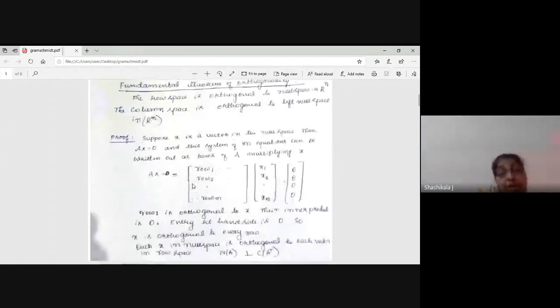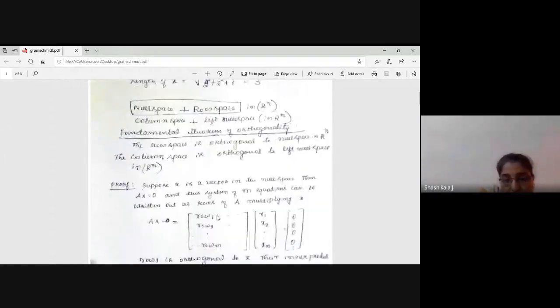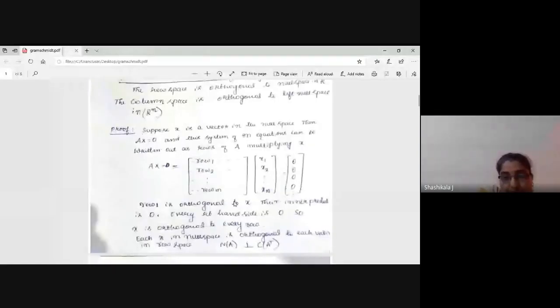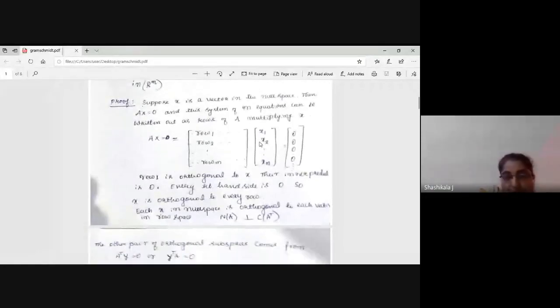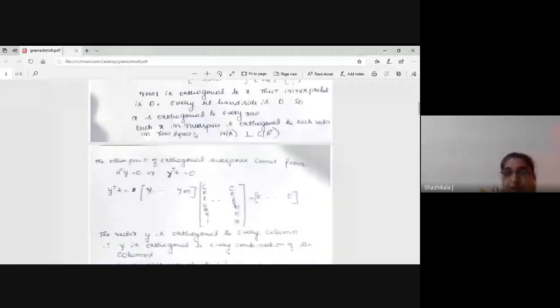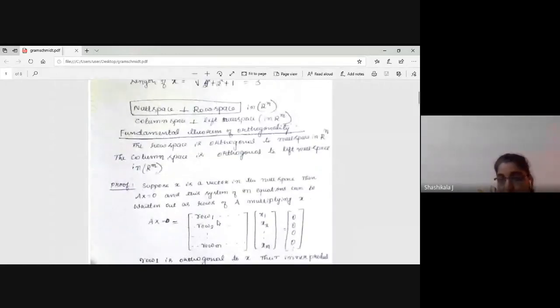How do they prove it is orthogonal? Take row 1, row 2, up to row m, multiplied by x1, x2, equal to 0. This being equal to 0 means row 1 should be orthogonal to x1, row 2 should be orthogonal to x1. So each x in the null space is orthogonal to each row, because the null space is where Kx is equal to 0. That's what they have taken and proved.